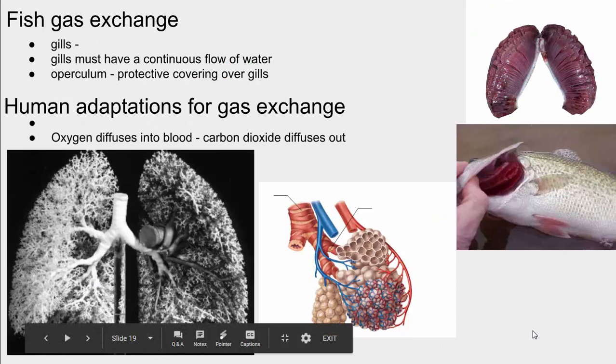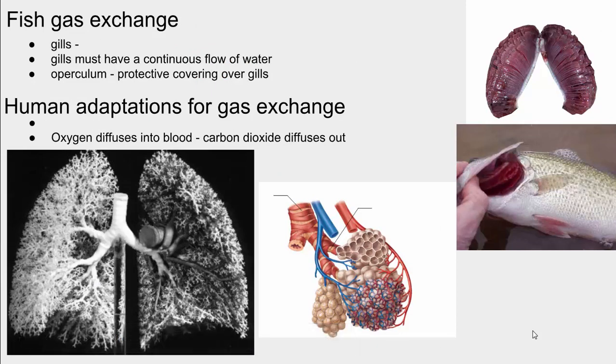Fish. Another example of an animal. Fish have gills. Obviously, gills are adapted to obtaining oxygen from the water. Gills are very fine and sort of delicate. They have a very large surface area, and that's important to maximize the absorption of oxygen from the water.